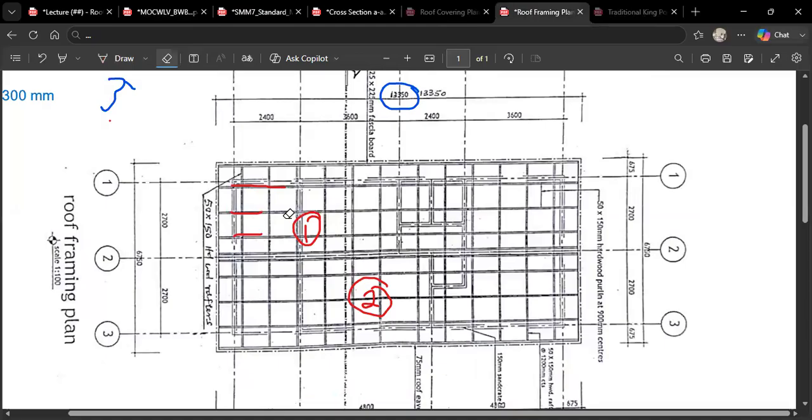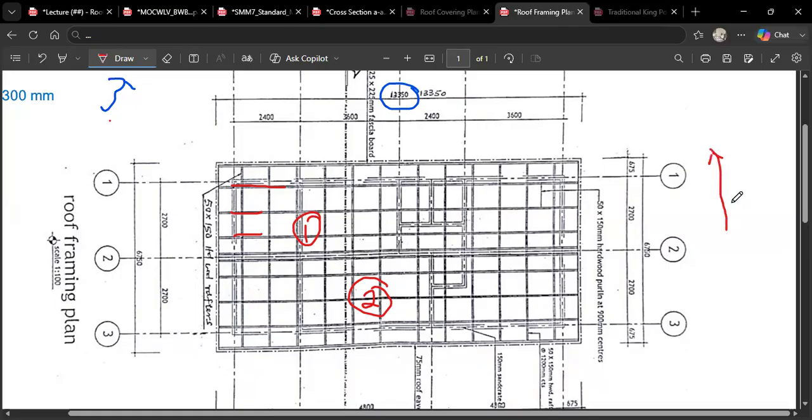The purlins. Okay, we want to know the number of purlins that will go on the hot rafters. To know the number of purlins that will go on the rafters, we have to take the length of one rafter, then divide it by the 900 center to center. In that case, we will know the number of purlins that will go on just a rafter.